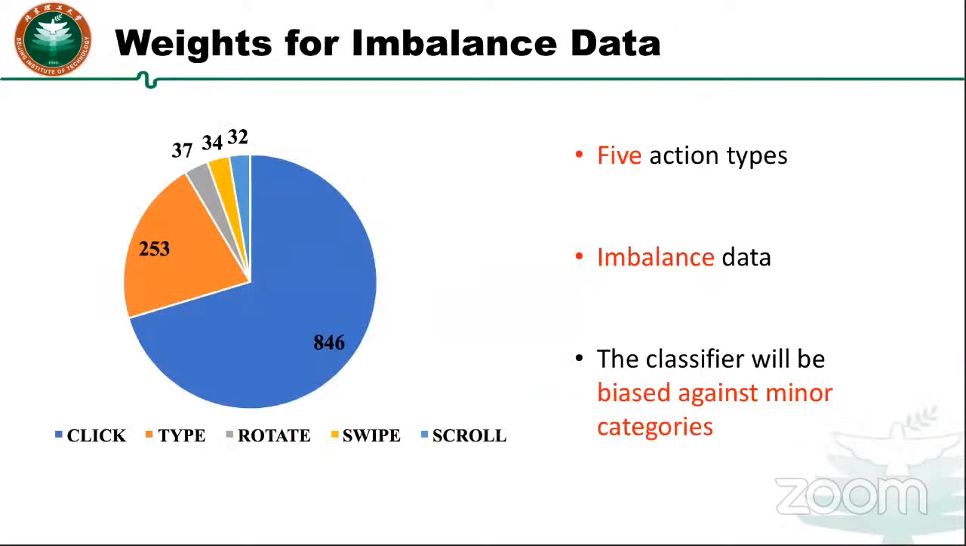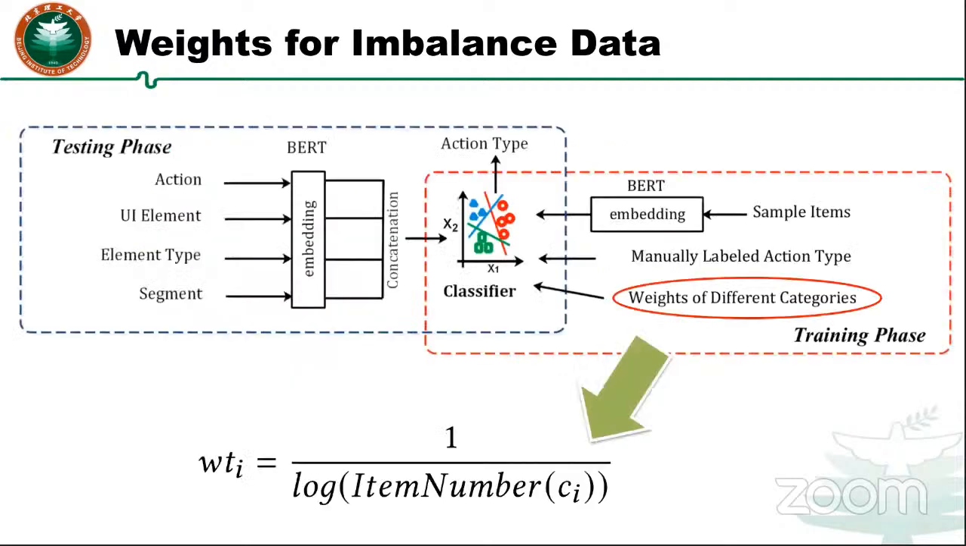The training data are often significantly imbalanced. As a result, the resulting classifier could be biased against minor categories and become inaccurate in classifying such minor categories. Considering the imbalance of data, we compute weights for each label and optimize the training process with weights, where W_i is the weight for category C_i, and the item number is the number of times the data belongs to C_i. According to the definition of the weights, the smaller a category is, the larger its weight would be.